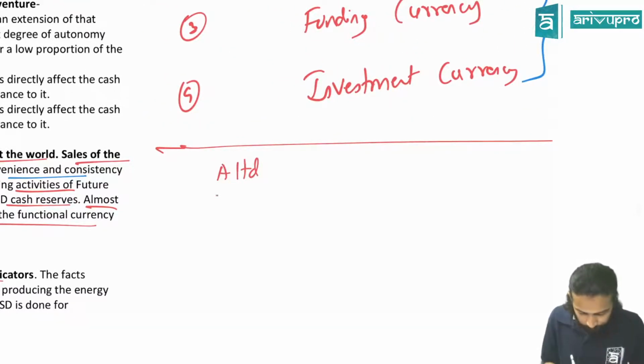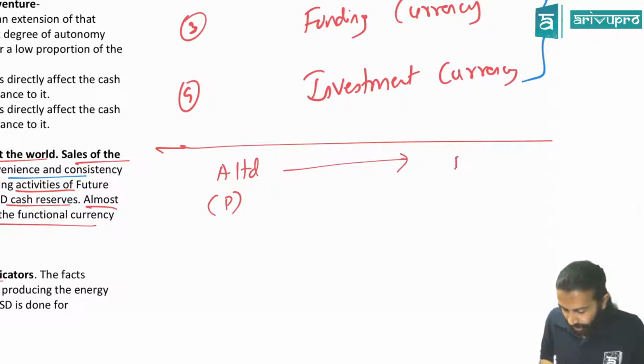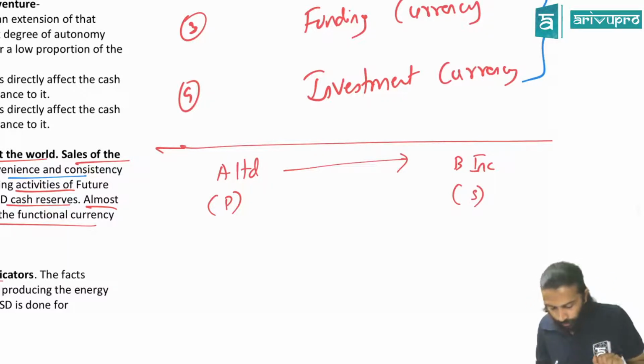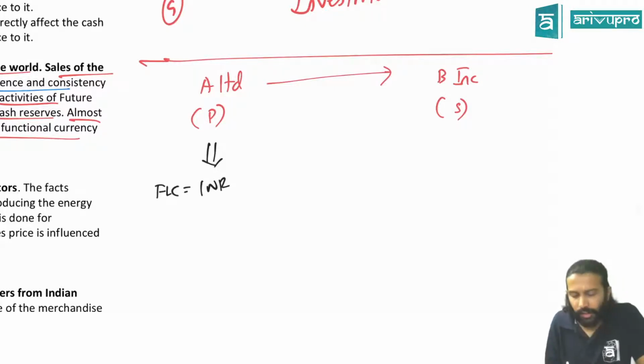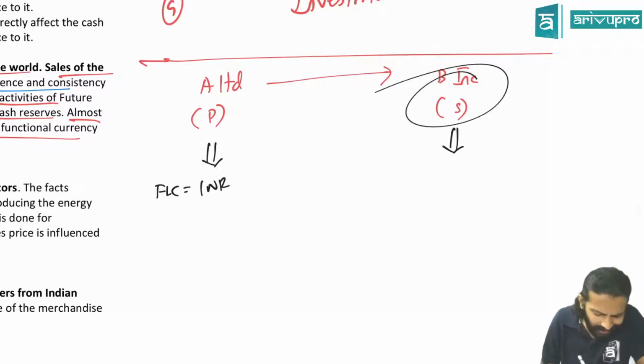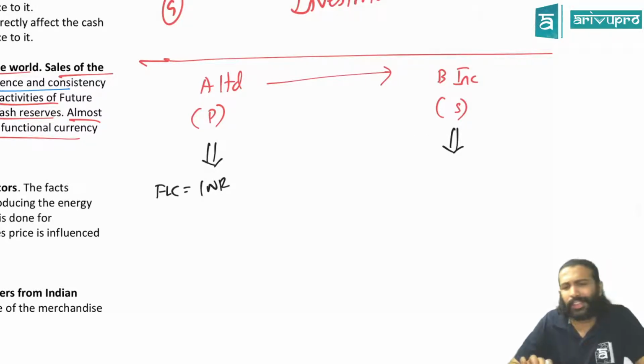A Limited is a parent company. They have a subsidiary called B Inc., which is there in US. Now, A Limited has concluded that INR is the functional currency. Functional currency for A Limited is INR. Now B Inc., since it is there in US, will present the financial statements in dollars.